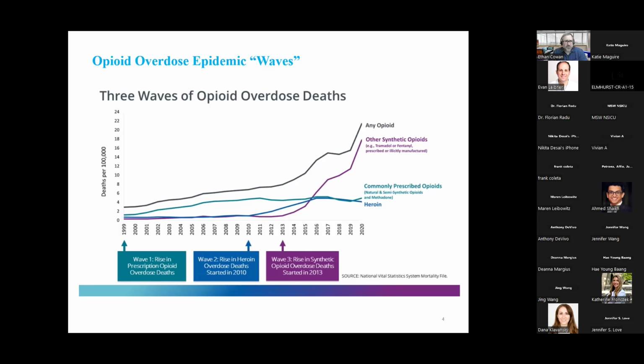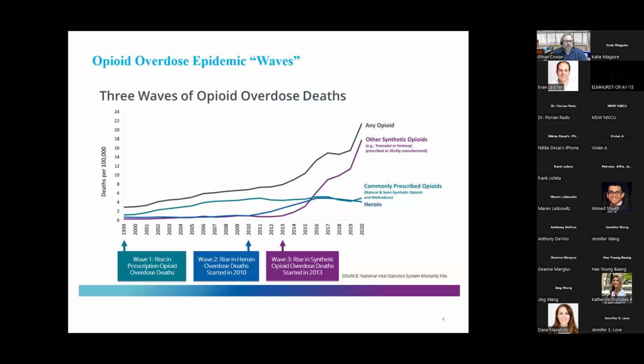And then you've got the third wave, which we may be in now. We may be in what's called a fourth wave. But the third wave corresponds to the rise in the presence of synthetic opioids in the drug supply. These are things like mostly fentanyl. And fentanyl has been responsible for this precipitous rise in opioid overdose deaths that we started seeing in 2013 and really took off in 2016.